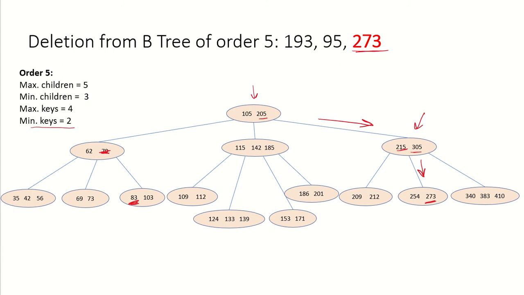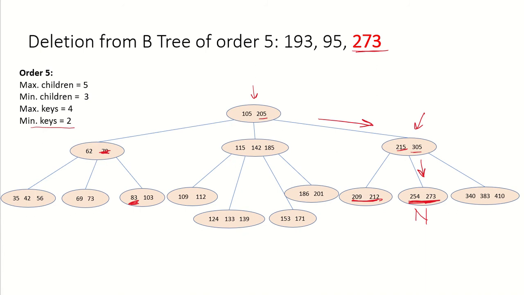So again we check whether this node, this is a leaf node, has more than the minimum number of keys. No, it is having only 2 keys. So that means this 273 cannot be deleted directly. Now we will check whether we can borrow from the siblings. Can we borrow from the left sibling? No. The left sibling is also having only 2 keys. So this left sibling also cannot lend 1 key to this node that requires this extra key.